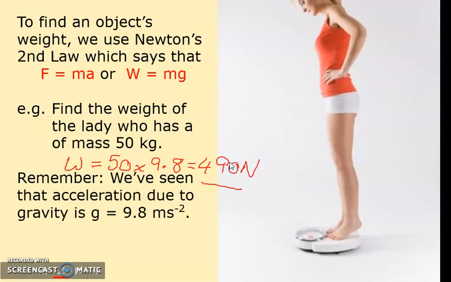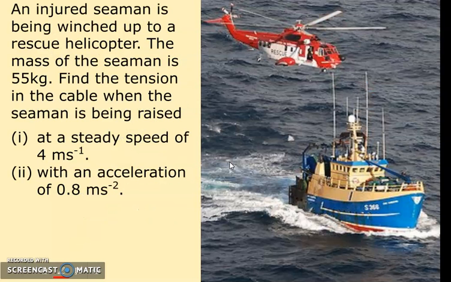So this acceleration due to gravity, you need to write it as a little g, not a big G. Big G means something completely different regarding gravitation. And its value is 9.8 meters per second squared. So there you go, confirmation that the value is 490 newtons. Now this question then, we're going to draw it on the next slide.